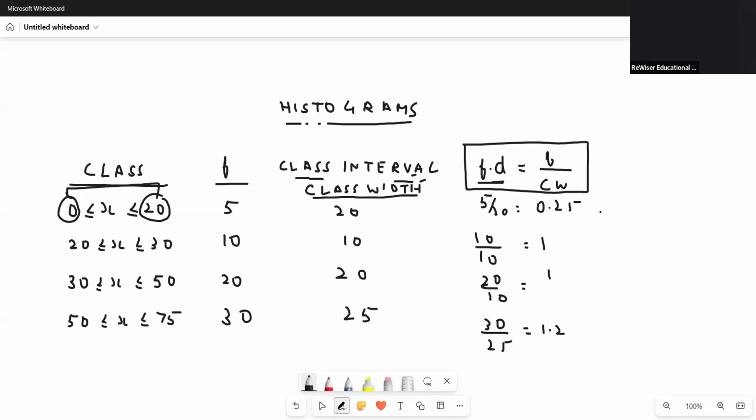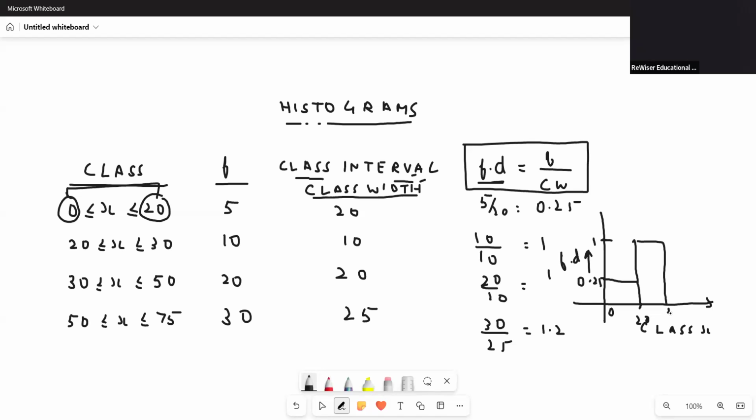Now if I'm plotting the histogram, across the x-axis we have the class, that's the x values, and this is frequency density across the y-axis. If I start from 0 and go up to 20, I have to plot the frequency density, which is 0.25. As for the second one, from 20 to 30, I go from 20 and it goes up to 1 because the frequency density is 1. So it is something like this, from 20 to 30.